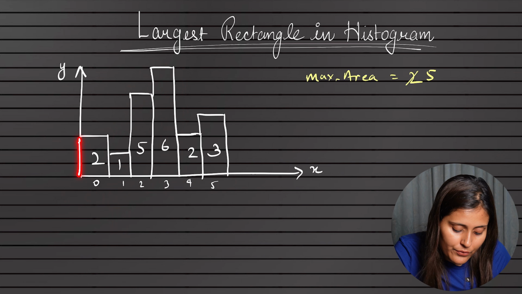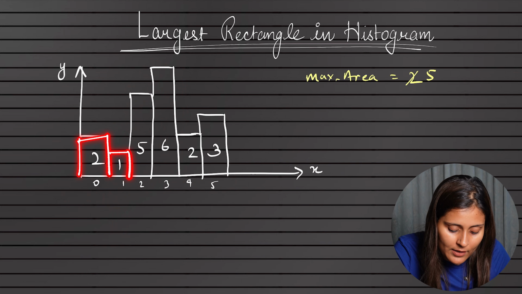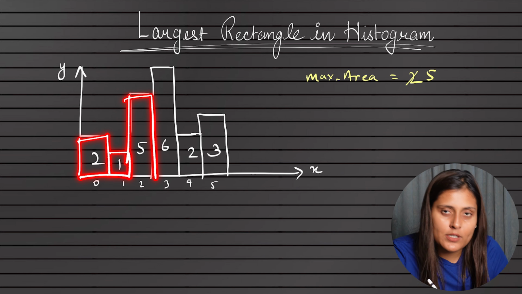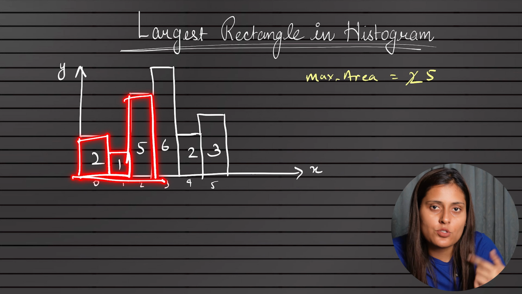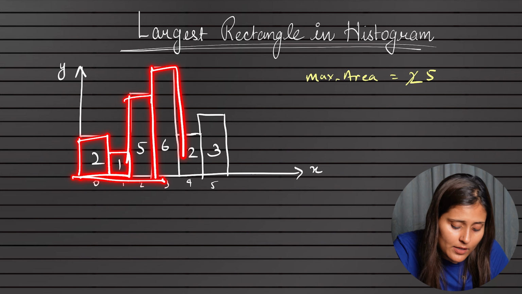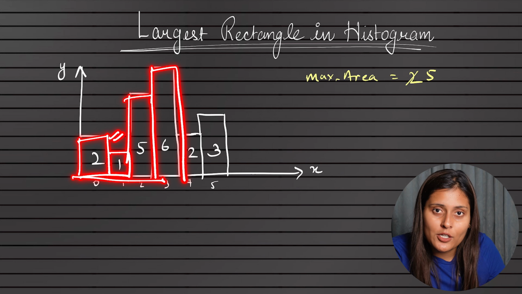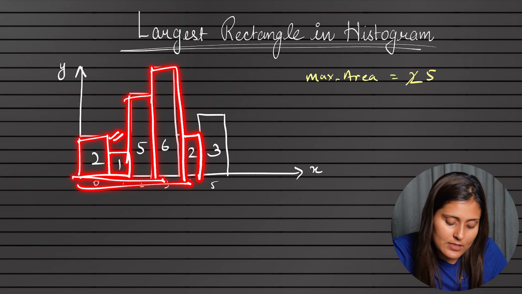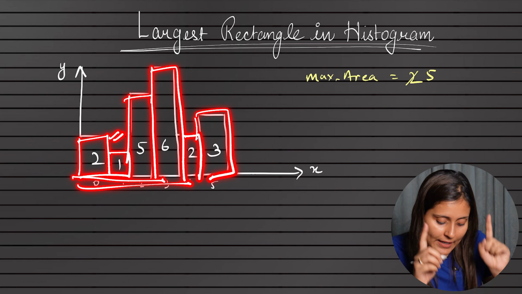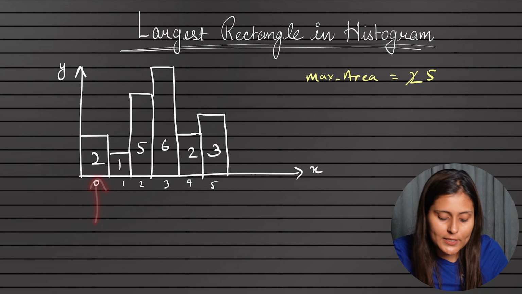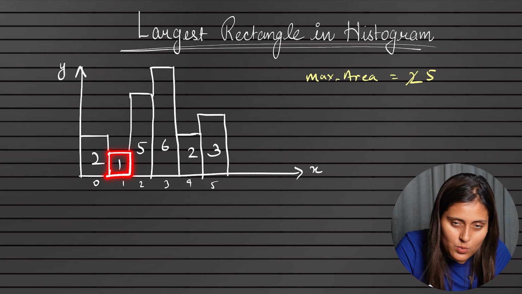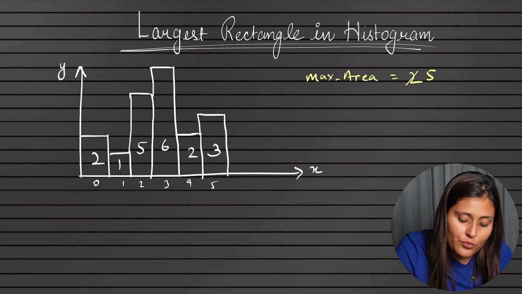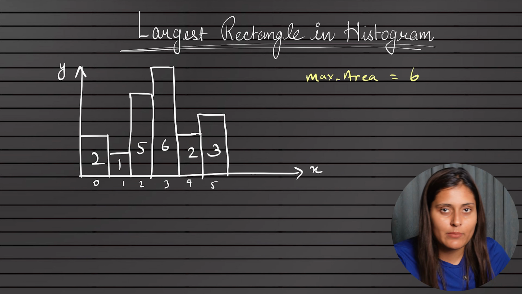No matter whatever height comes next, because of 1, the height will be 1 itself. So for 2, 1, height is 1 multiplied by width 2, which is 2. Now 5 encounters, still height is 1 but width is 3, so 3. Now 6 encountered, still the minimum height is 1, but width is 4. Now for 2 we have calculated, and 6 is the maximum, correct? So for 2 we will update 6 as the maximum.